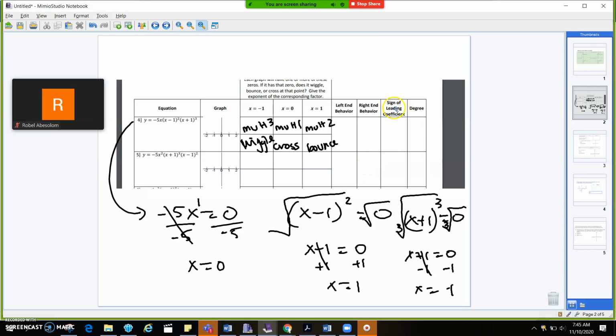Now, what is the sign of the leading coefficient? That's negative, because there's this negative out front. The degree, you're going to add all of these up. So you've got 1, 2, and 3.